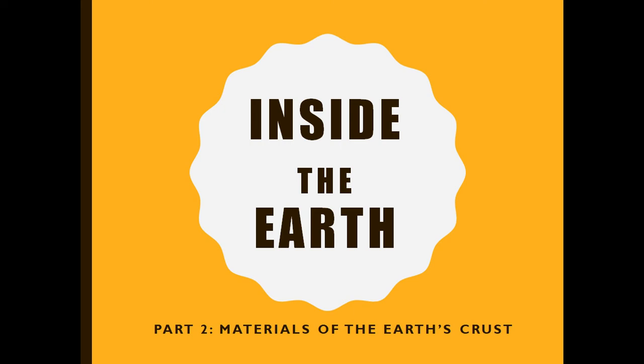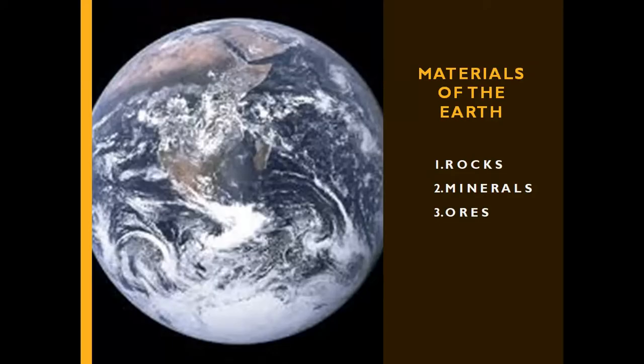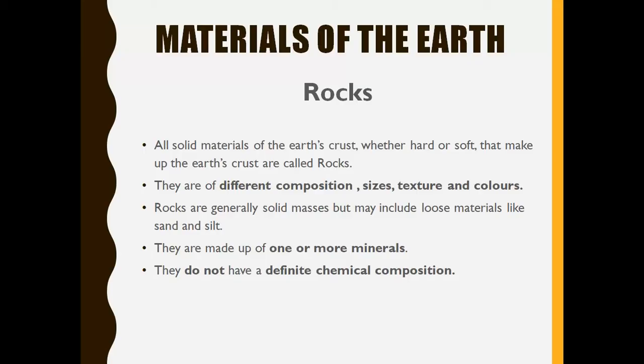Hello students, let's do part 2 of the chapter Inside the Earth. In my previous video, we had done part 1. We did the 3 layers of the earth: crust, mantle and core. In part 2 of this chapter, we will be doing the materials of the earth crust: rock, minerals and ores. So let's move to what is a rock, what is a mineral and what is an ore.